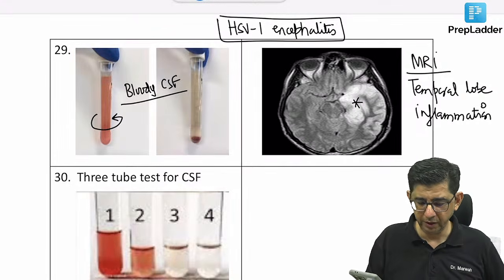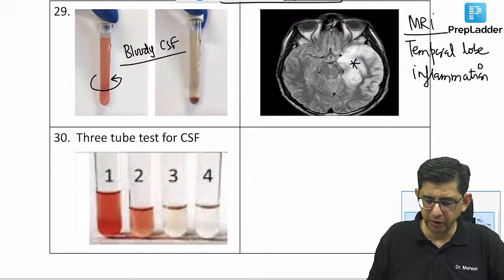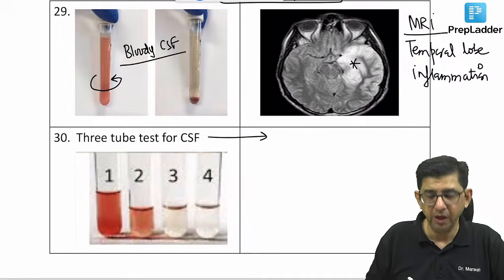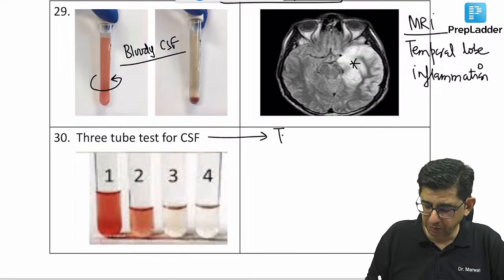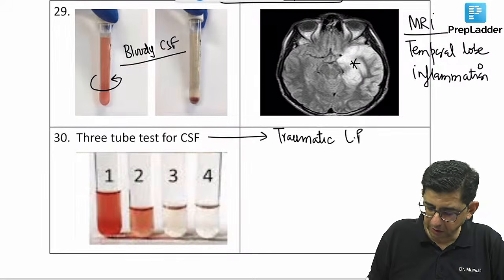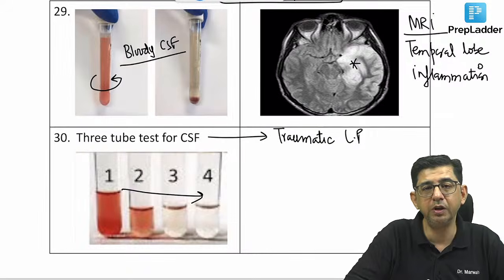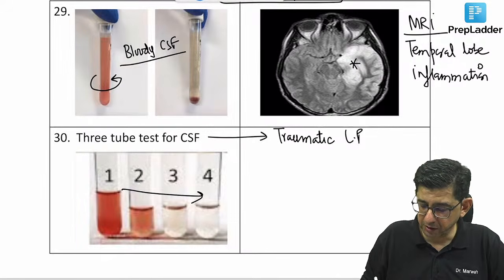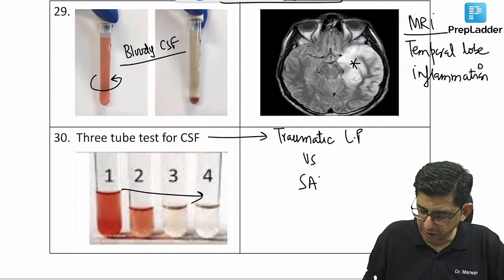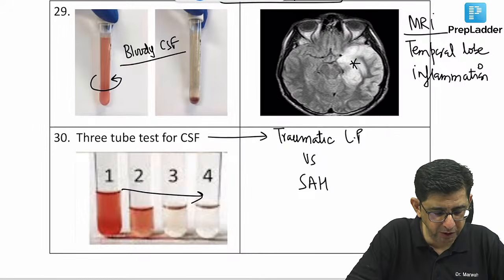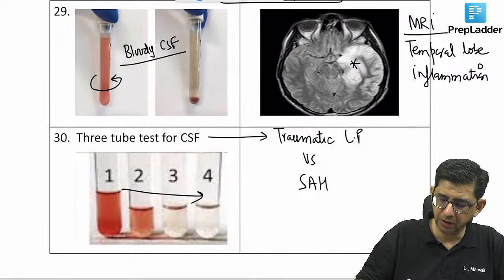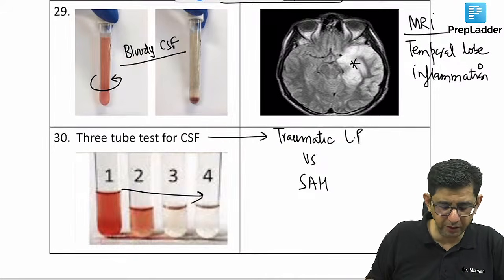Okay, so moving ahead in our discussion, we have a 3-tube test for CSF. Why we do this is mainly to differentiate whether it is a traumatic lumbar puncture, because if it is a traumatic lumbar puncture, you will have a gradual clearing of the sample. But if it is a subarachnoid hemorrhage, then there would be no change in the bloodiness of the CSF of the patient.